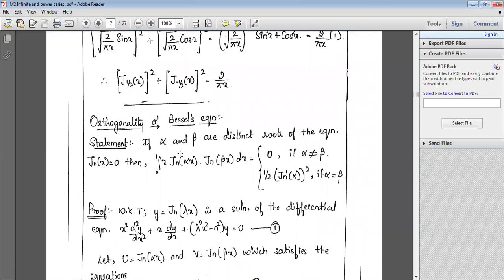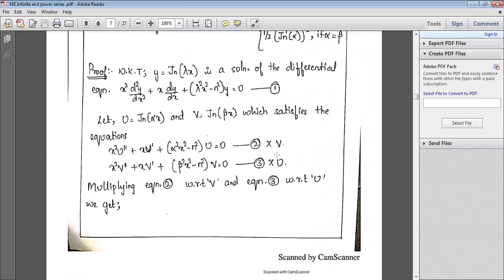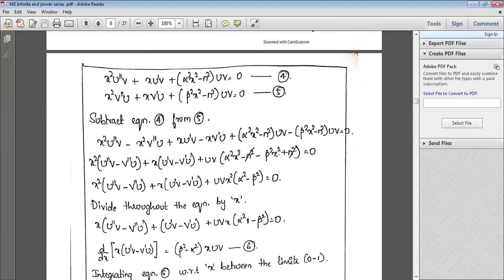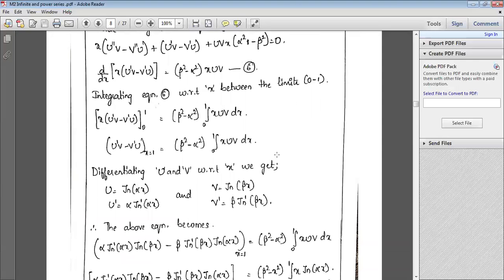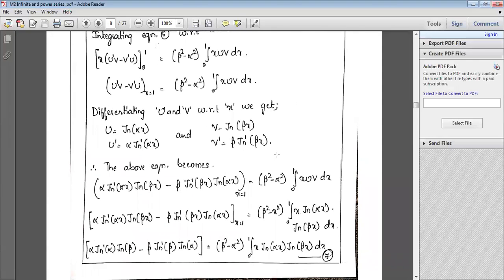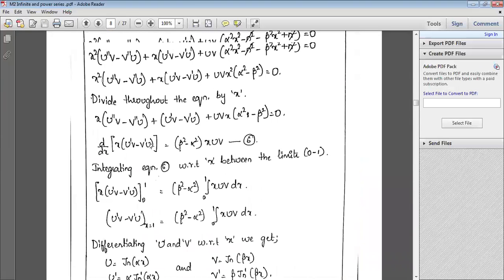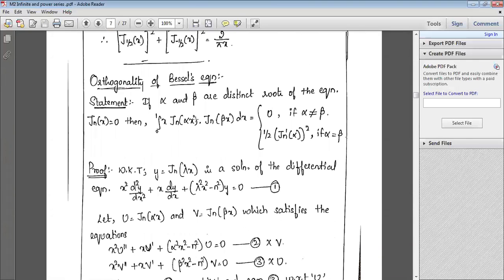Orthogonality of Bessel's function. This is one of the standard formulas. Alpha and beta are the distinct roots of the equation. This is the same procedure we have followed in Bessel's differential equations. The important thing is the first two derivations are important, and Bessel's differentiation we have already explained in classes. But the important thing in this is the orthogonal transformation formula. If they ask this one, write this formula.